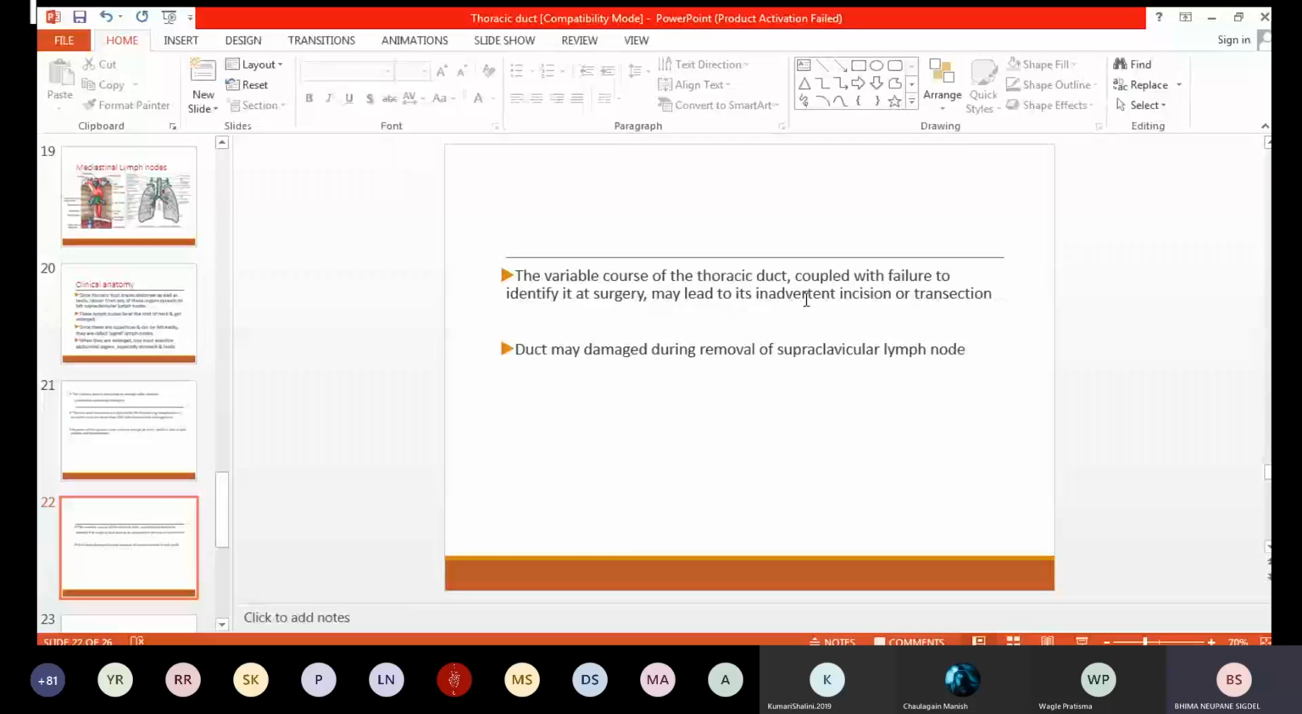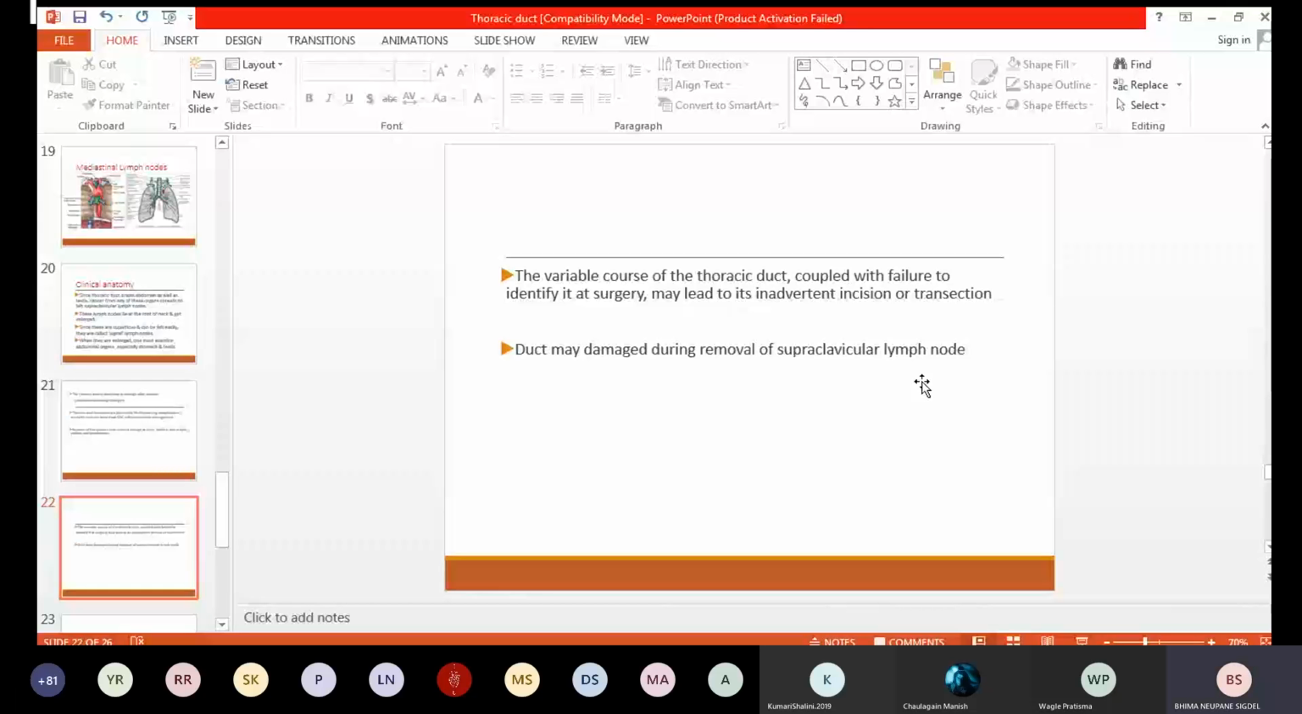And there is again a chance of damage to the duct while removing the supraclavicular lymph node. If there is cancer of the stomach or the testis, in those cases this lymph node gets enlarged. So in that case we need to remove this supraclavicular lymph node. We have to remember the course of the thoracic duct so that we will not dissect the duct and will preserve it.